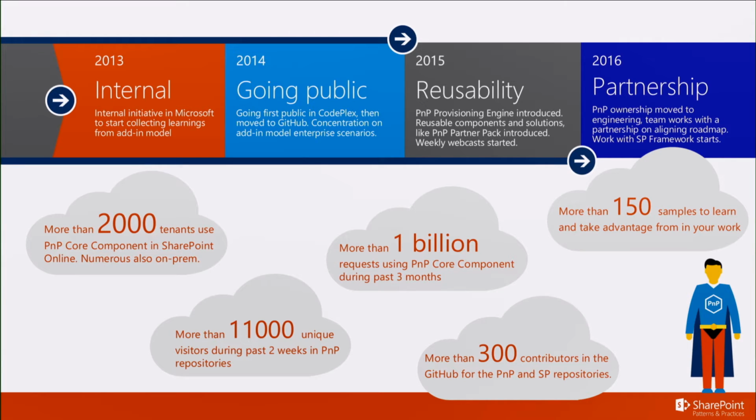I wanted to show some numbers because we're super excited about these numbers as well. Because people are always a bit scared: can I use the PnP core component or the provisioning engine or not? We have now 2,000 tenants in production where the PnP core component is being used. We have more than 11,000 unique visitors on GitHub, the PnP repositories, within the past 2 weeks, because GitHub only gives us the past 2 weeks. It doesn't give us more statistics. We have more than 1 billion requests coming through the Office Dev PnP core component within the past 3 months.